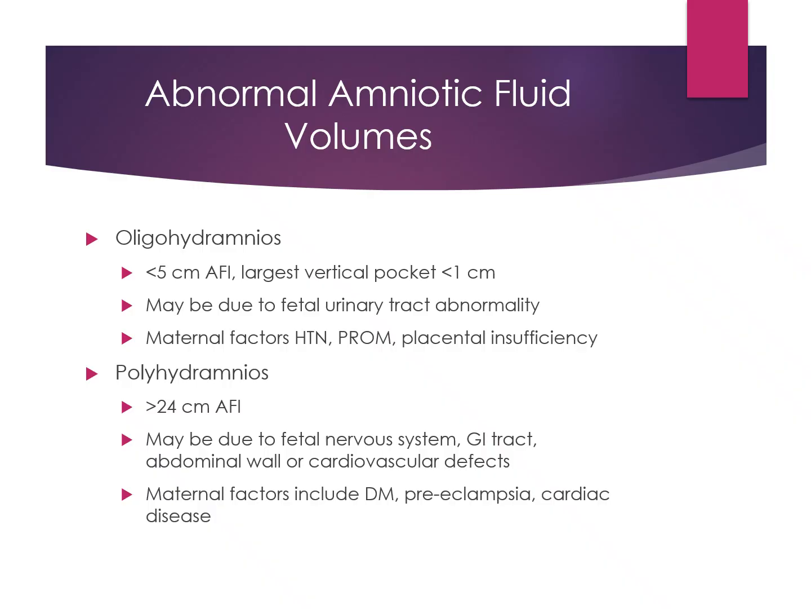Now with polyhydramnios, too much fluid being produced could be because of the fetal nervous system. Remember, in the third trimester, that fetus is the main producer of amniotic fluid. And so if we have a GI tract or a cardiac abnormality, we could have way too much fluid being sent out instead of being processed. And on the maternal side, if mom has preeclampsia or diabetes or her own cardiac disease, she could cause too much fluid to be produced.